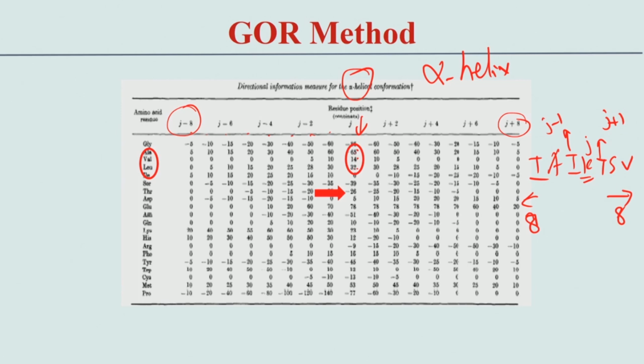This plus value corresponds to alanine, this is 65. Here is 14, this corresponds to valine, and here 32, this corresponds to leucine. You can see the glutamic acid here, this is 78, glutamic acid. So from this, which residues are preferred at the central position? Alanine, valine, leucine, glutamic acid.